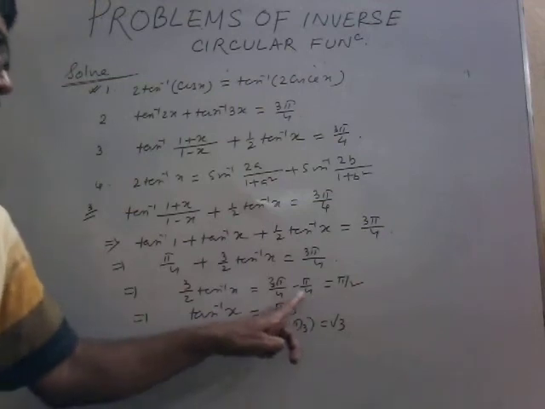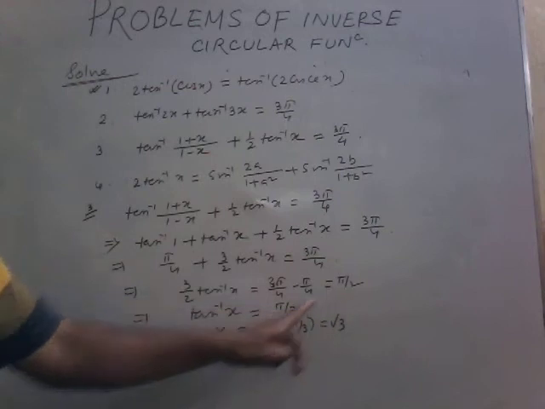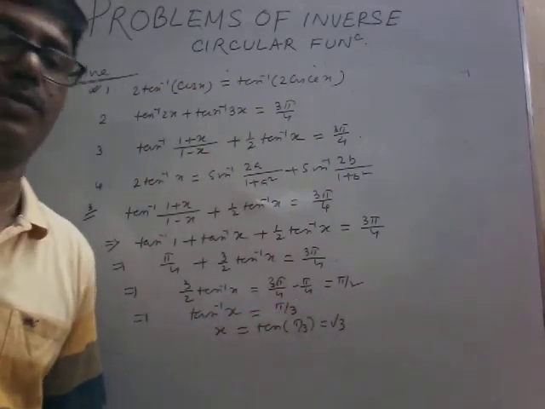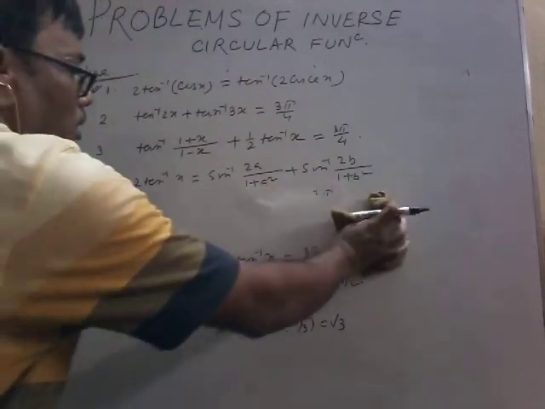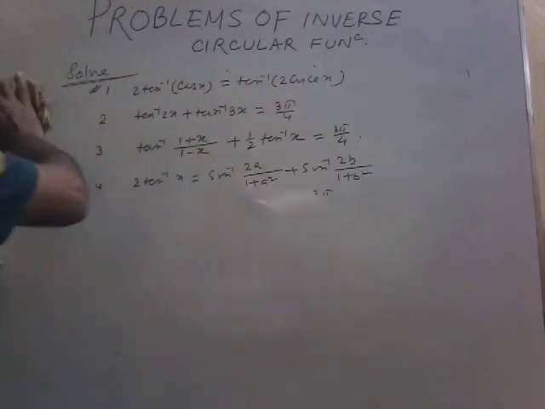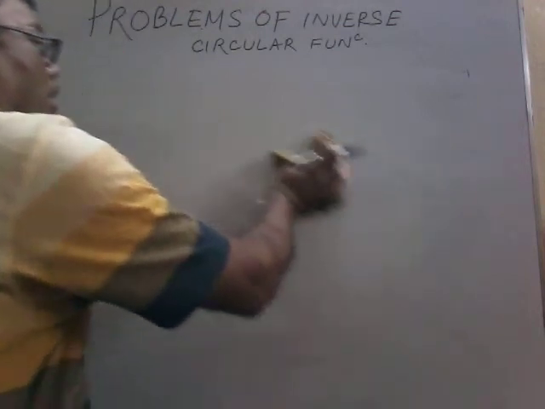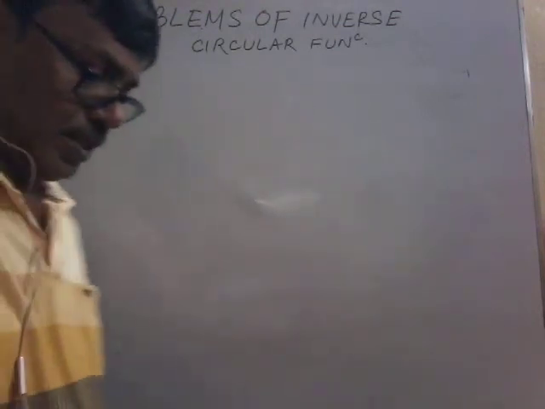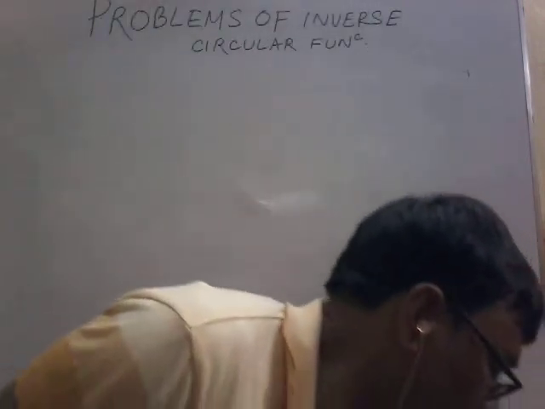So 3 pi by 4 minus pi by 4 is pi by 2, 2 cancels, this is pi by 3, and x equals this. So the other problems are very simple, you solve them. Now there are some special, typical problems.